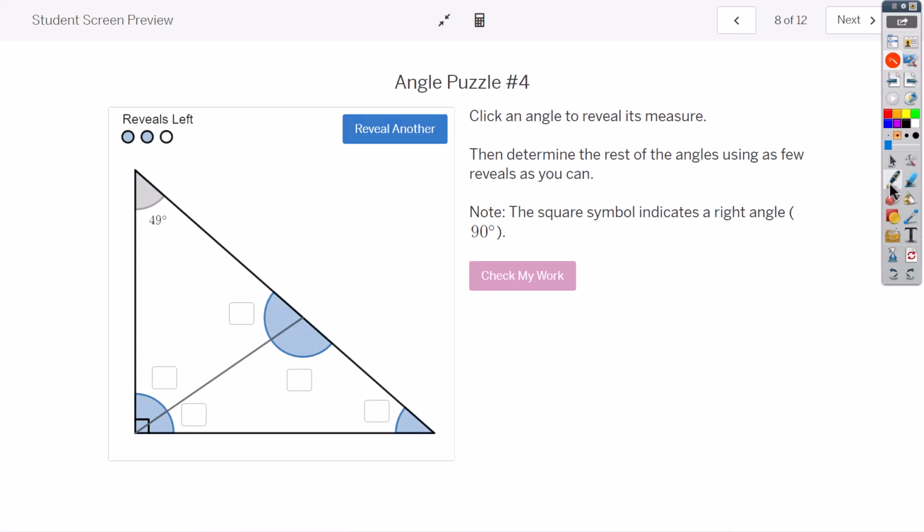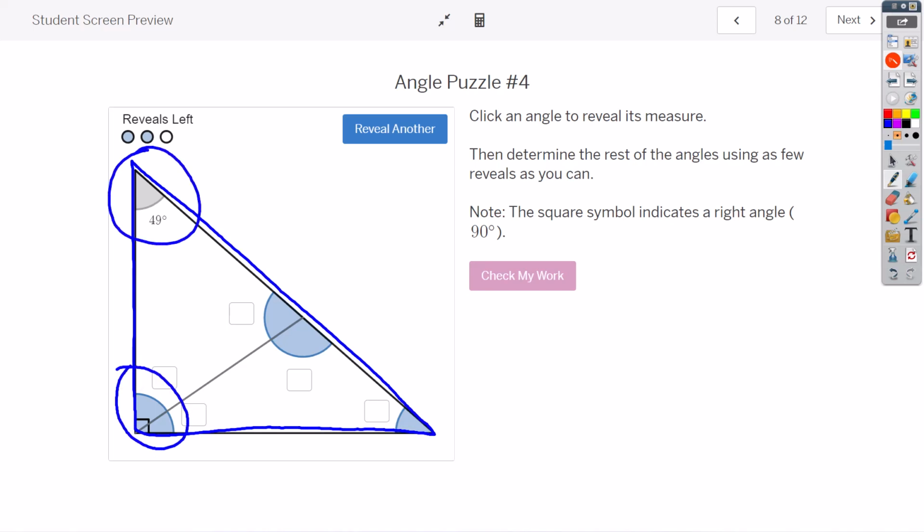Let me show you what my thinking is. Let's use blue. I'm looking at the fact that I have a triangle. I know the measure of one angle. I know the measure of this right angle. So I should be able to find the measure of this third angle.